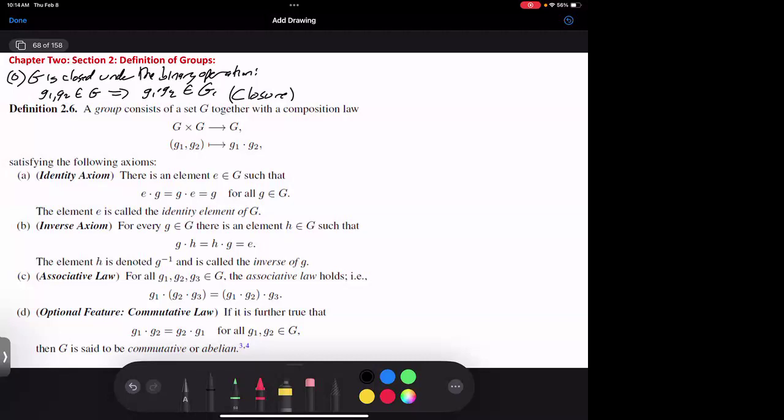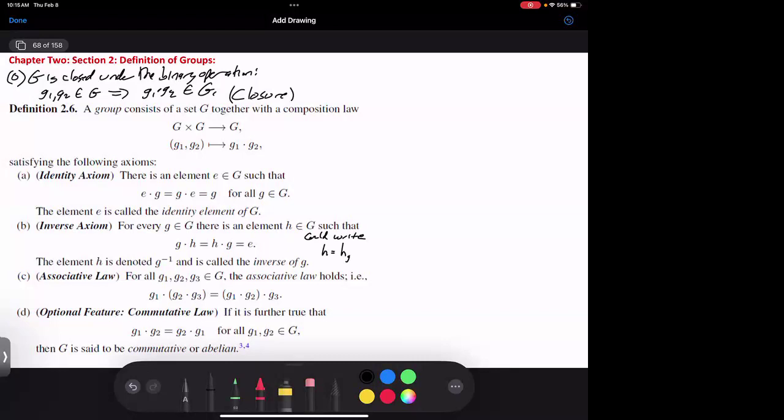The next is the inverse. You give me anything in G, then there is some element H such that G times H is H times G is E. So every element can be inverted. So sometimes you could write H as maybe H sub G. And I can put the little sub G to tell me that this element H depends on G.